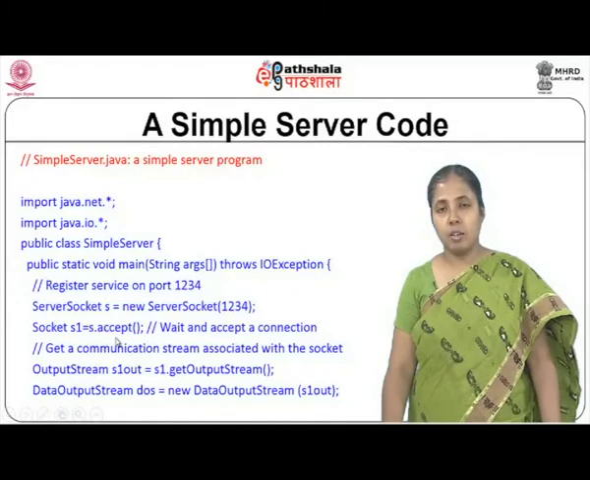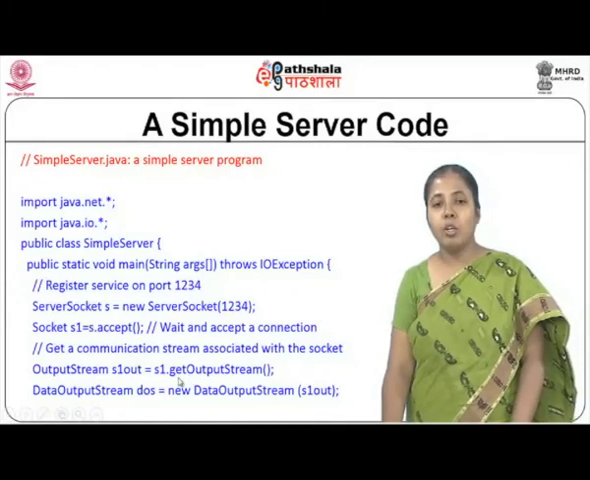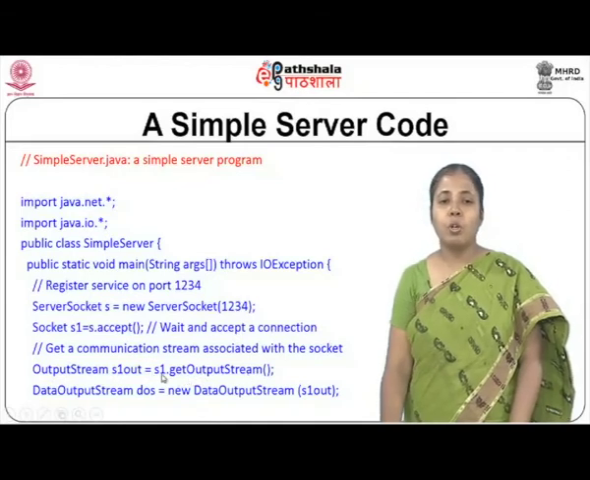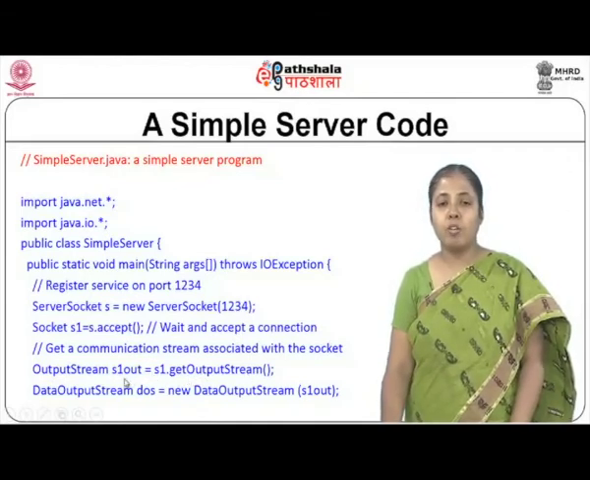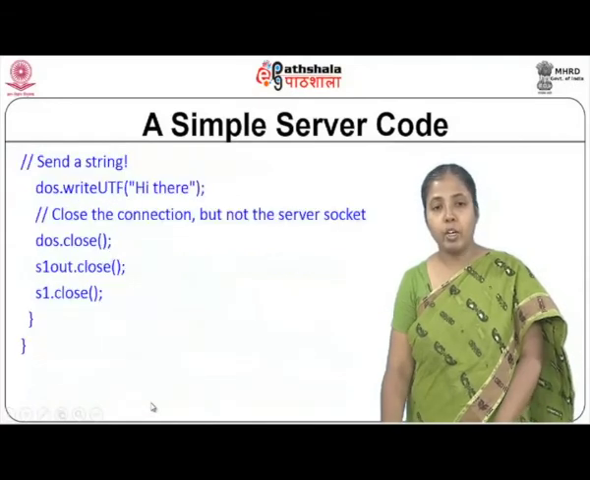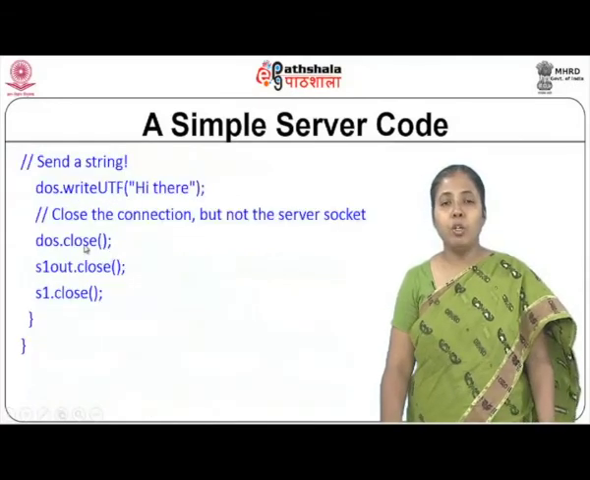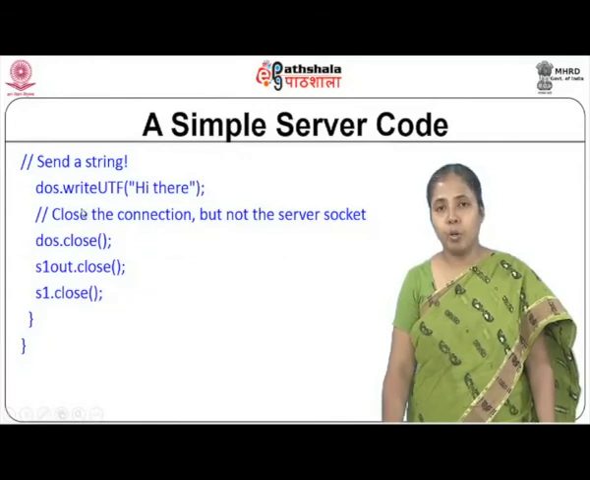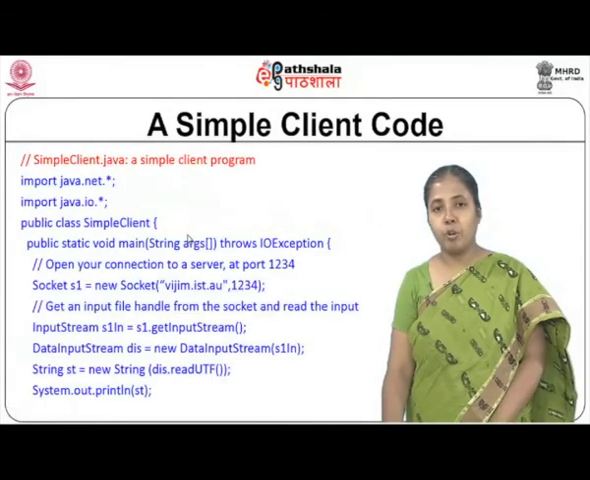Once a client gets connected, this creates a new socket object, and we use getOutputStream to create an output stream object like S1out, and we wrap this output stream with a DataOutputStream, creating a new DataOutputStream object, and we send a string to the client using the method called writeUTF, which is supported in the DataOutputStream class.